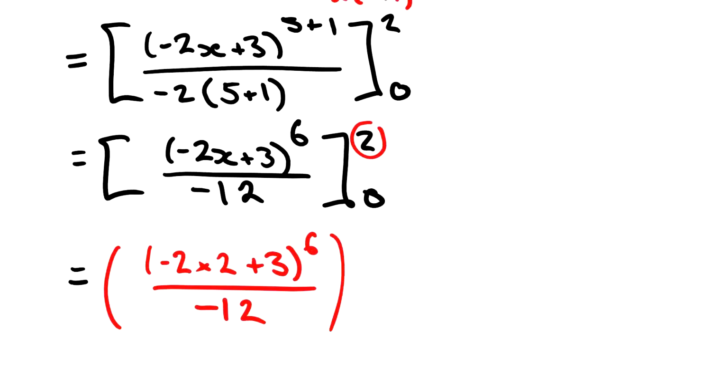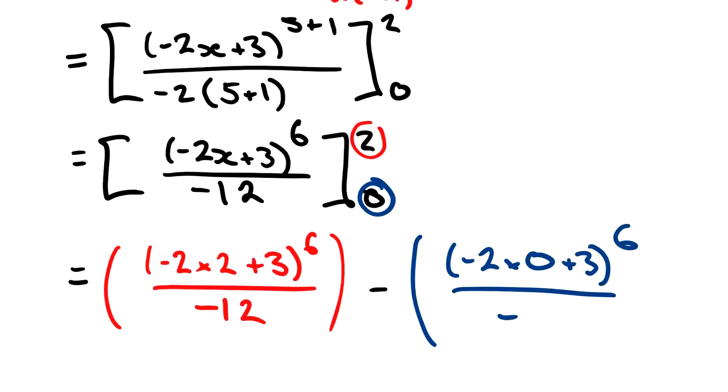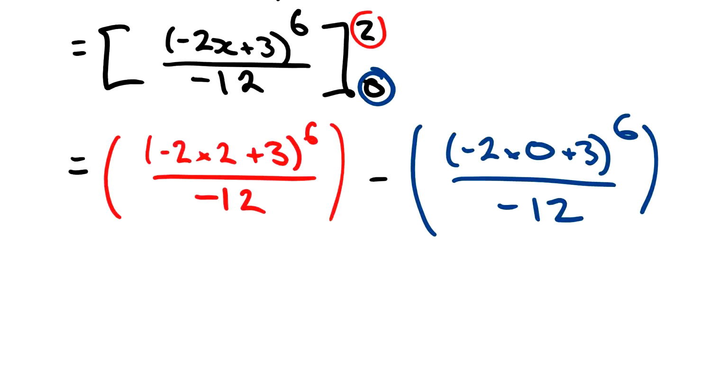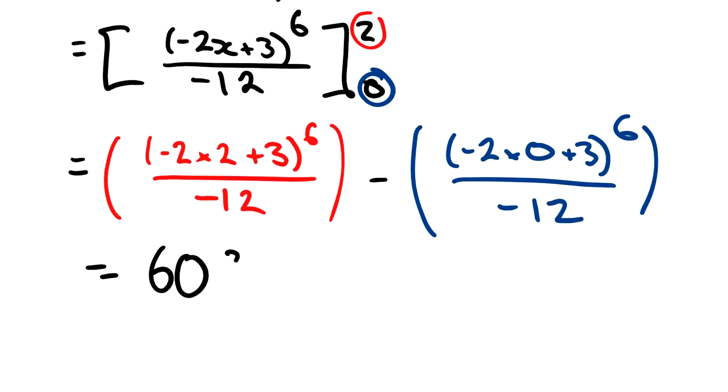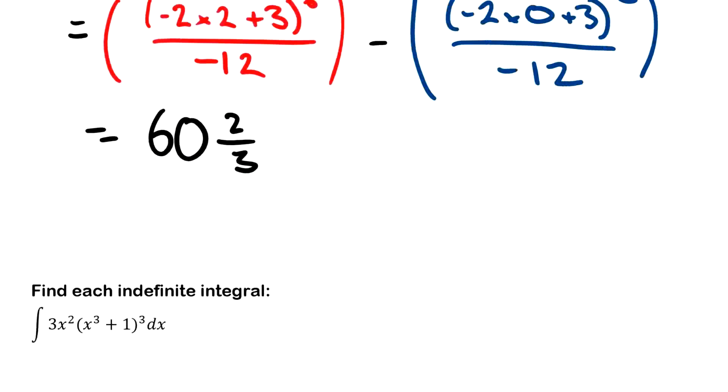We're then going to minus our second. So here, and we got (-2 times 0 plus 3) to the power of 6 all over -12. Now you can put that in the calculator and you end up with 60 2/3.